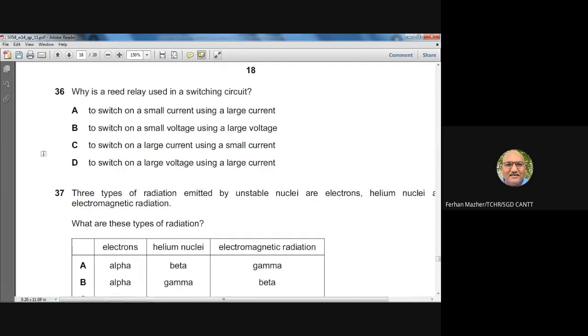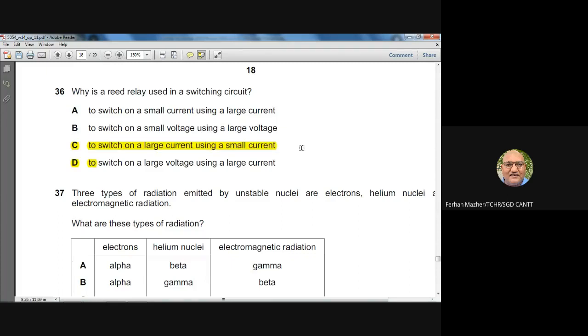What is a reed relay used for in a switching circuit? You see, the reed relay works on a very small current. A very small amount of current is required to operate the reed relay. And with the help of the reed relay, we are able to switch on and off a very large current. Switch on a small voltage using a large voltage, or switch on a large current using a small current. Yeah.